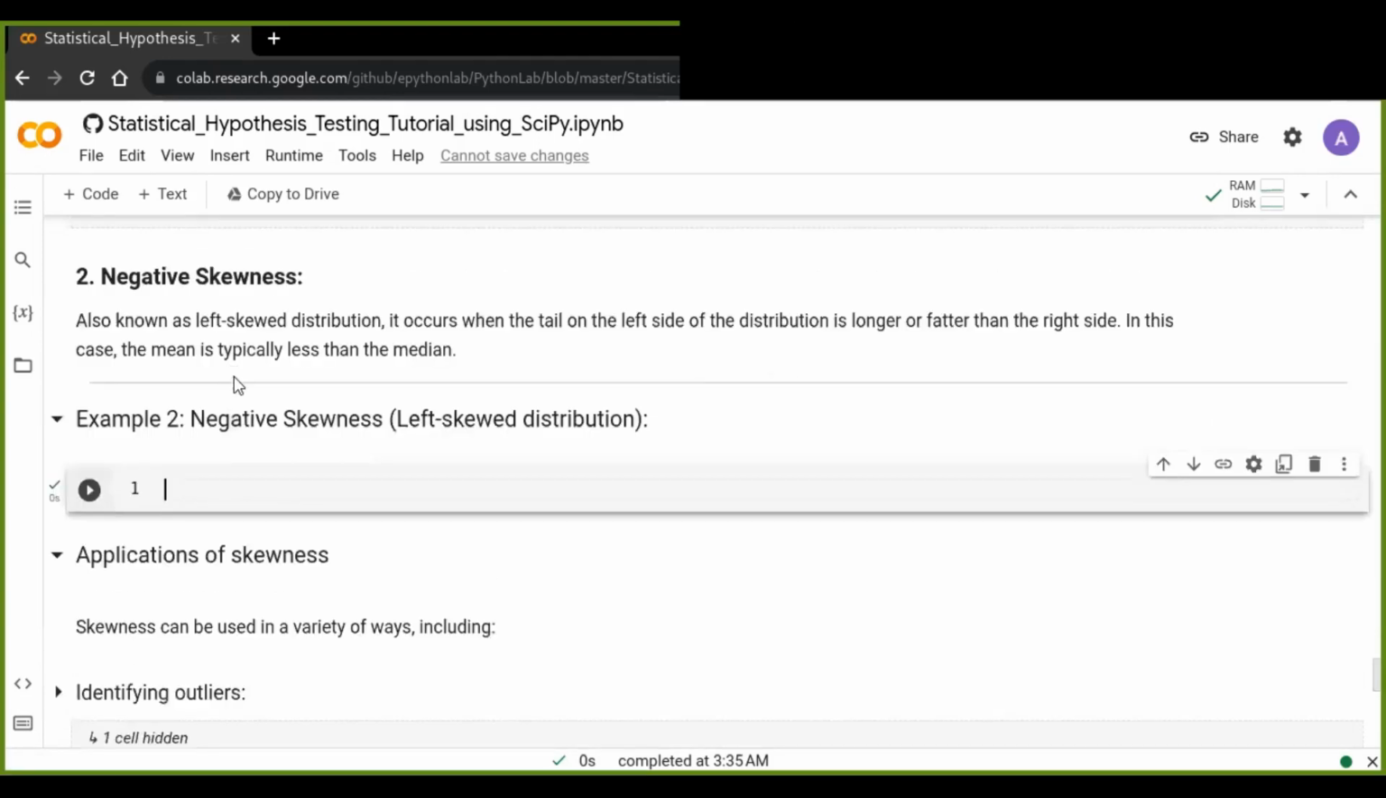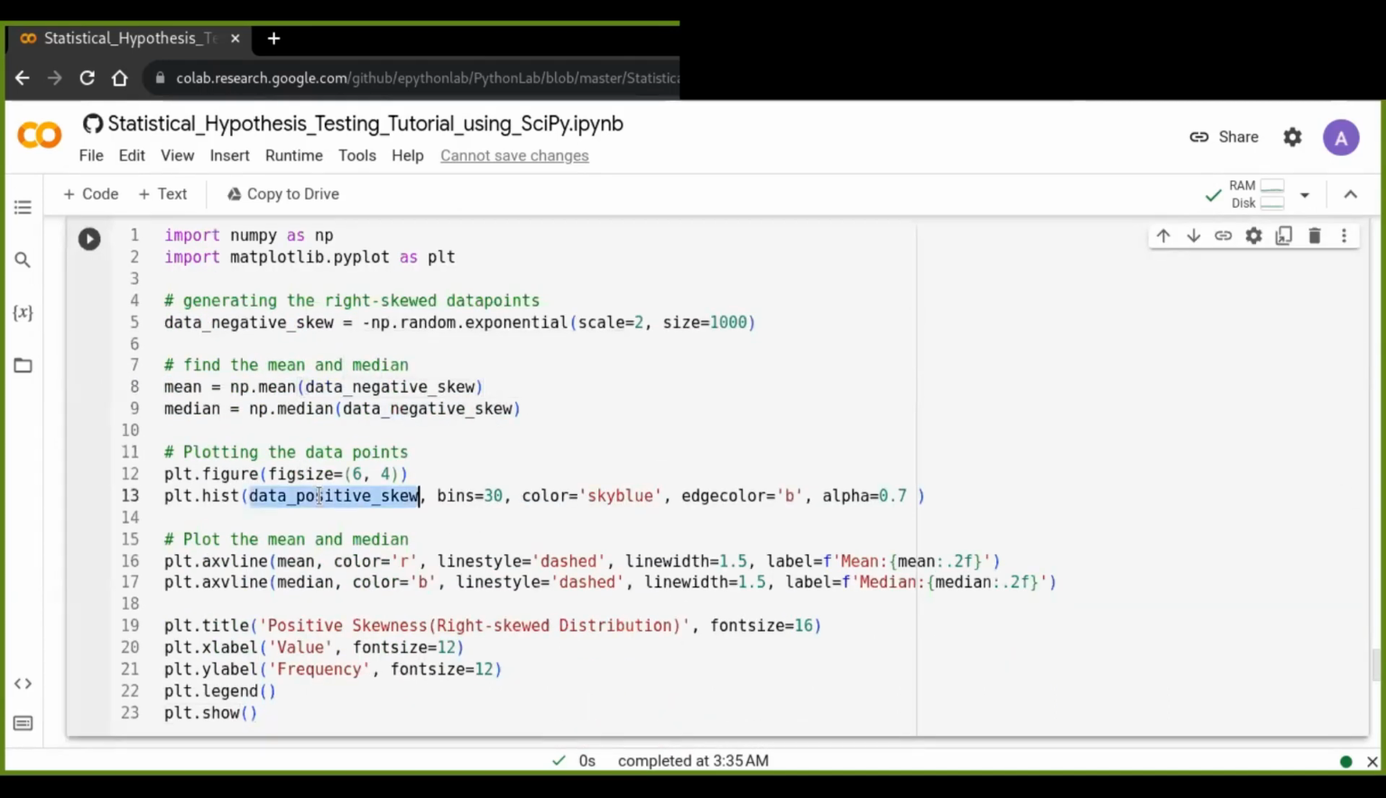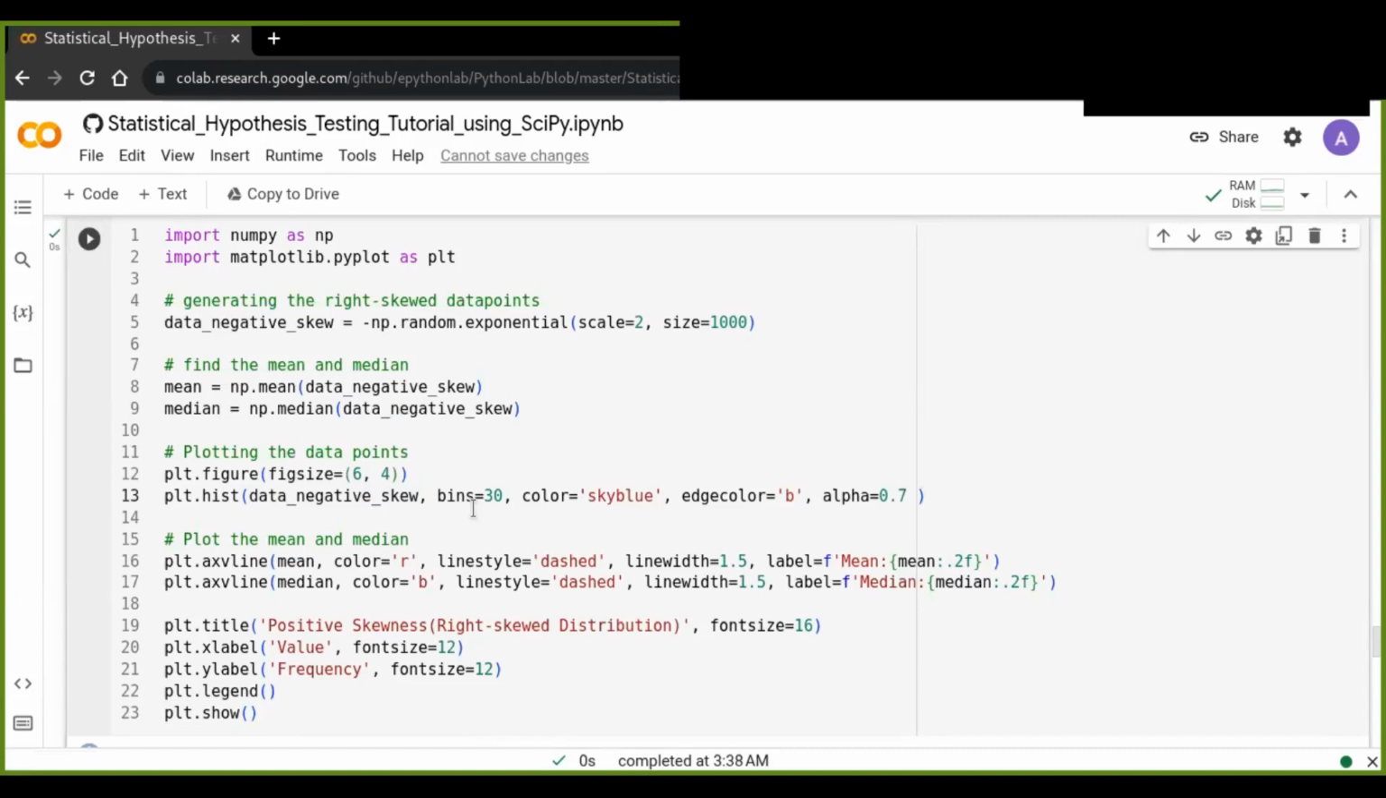Now I can implement the same strategy, but here you can put negative in the data points, and you can change to negative skew. That's it. And you can run this code and you can understand whether the data is skewed to the left or right.